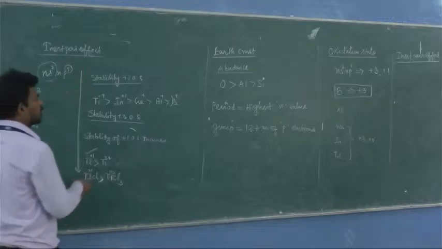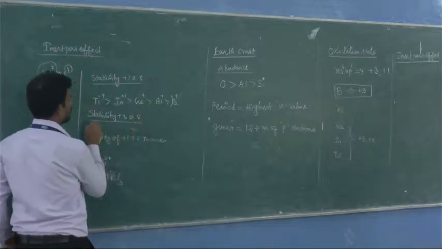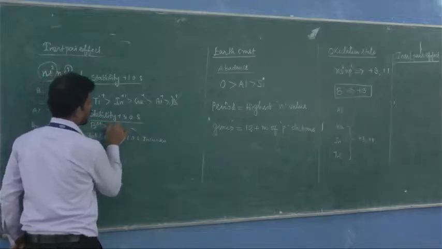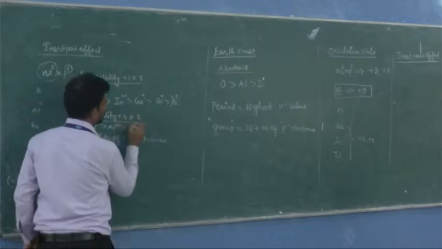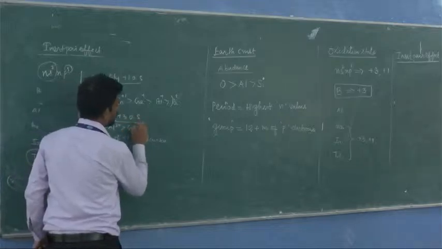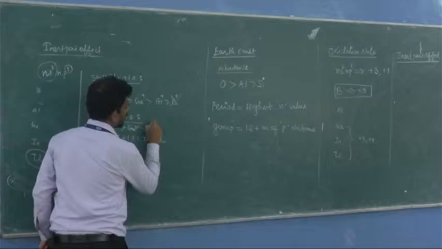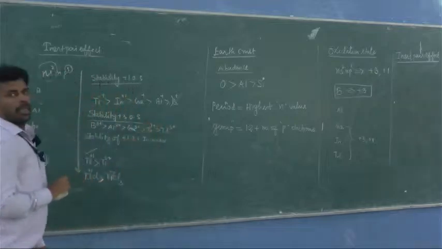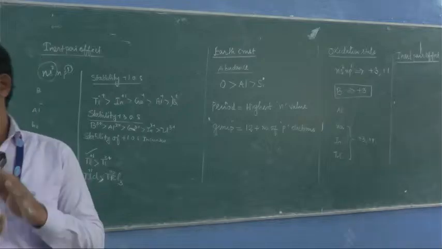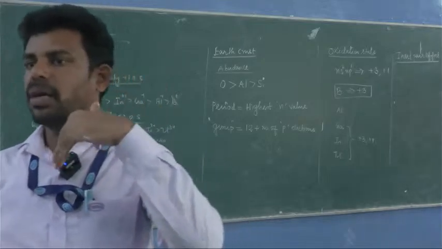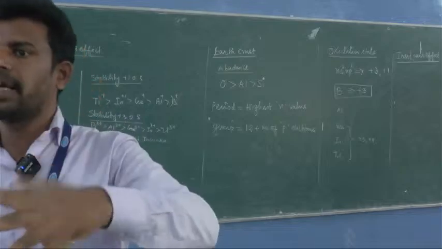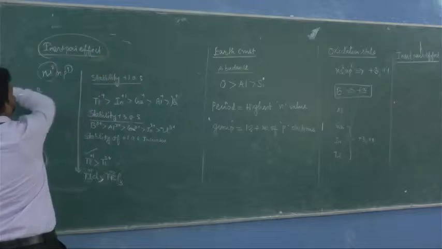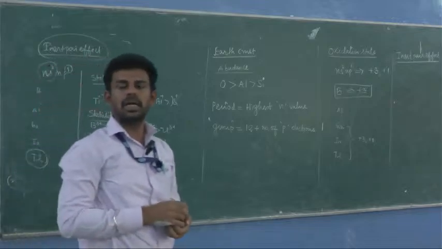So down the group, the stability of +3 decreases. If they ask for the stability order, this is the stability order: gallium +3, indium +3. Down the group, the +1 oxidation state increases, whereas +3 decreases because of the inert pair effect. What does inert pair effect mean?